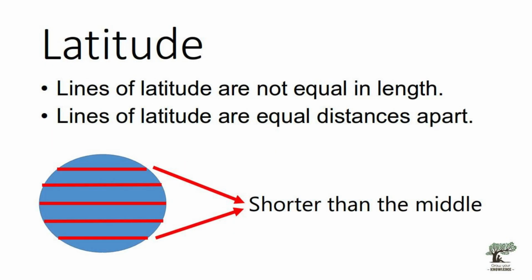Lines of latitude are not equal in length. However, lines of latitude are equal in distance apart. The further up or down from the middle of the sphere you go, the shorter the lines of latitude will get. However, the distance separating each of the lines remains the same.